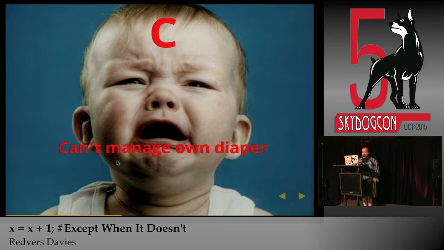Our developers suck. In C, how many different types of memory bugs have we seen in C? So we've got null pointer deref, reuse, we've got people not initializing memory before they use it. There's just classes of this. And C programmers, as a whole, they can't even manage their own diaper. They can't even manage their own memory.